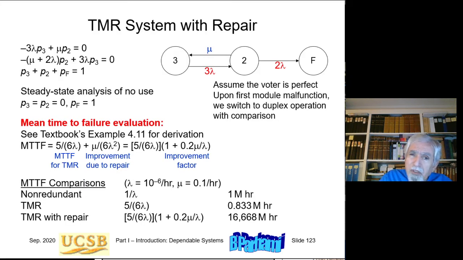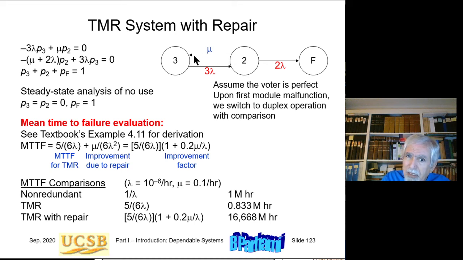Here is a model of a TMR system, triple modular redundant system with repair. So you have 3 operating modules. This is the failure rate for one failing. You have 2 operating modules. Still, you can get the correct answer even though one has failed.